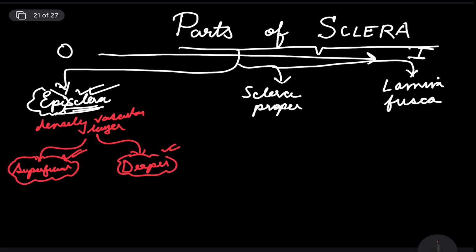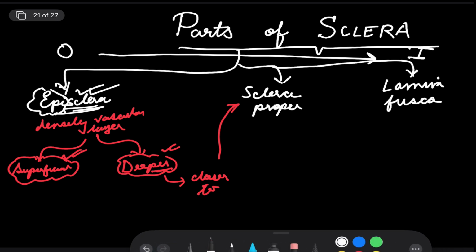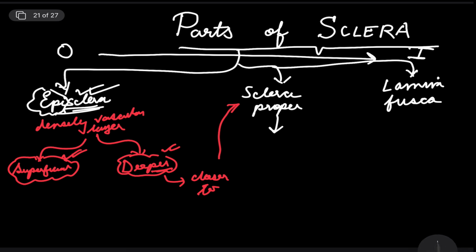The deeper vascular layer that is laid down within the episclera is closer to sclera proper. Now, the fact about sclera proper is that episclera has blood vessels, sclera proper does not. It is avascular. Very important facts we have laid down in this slide.